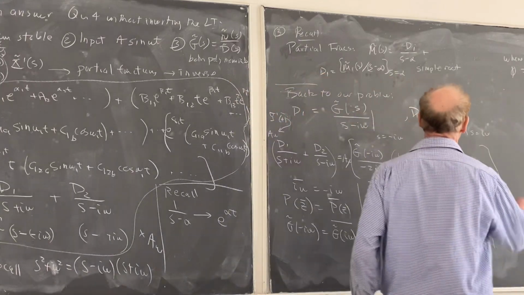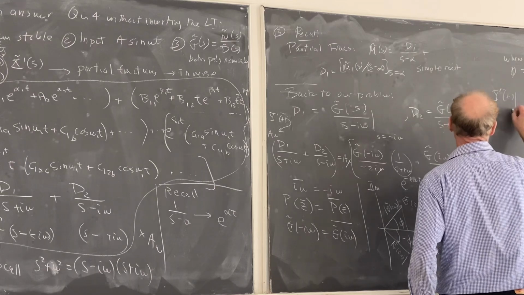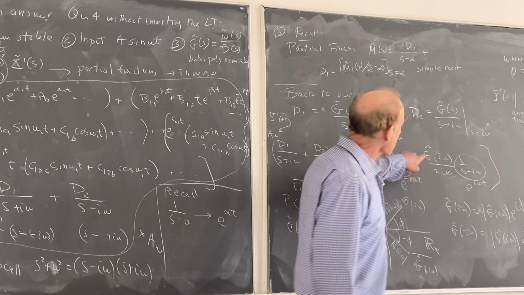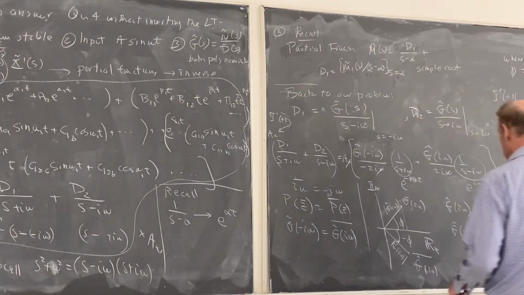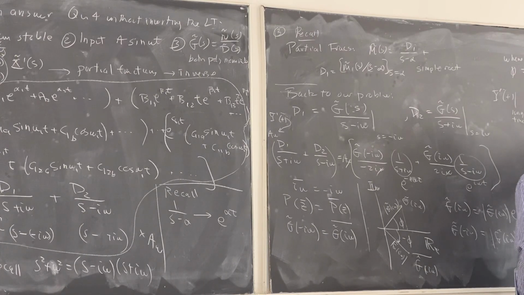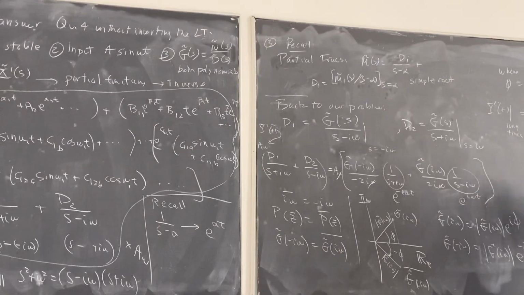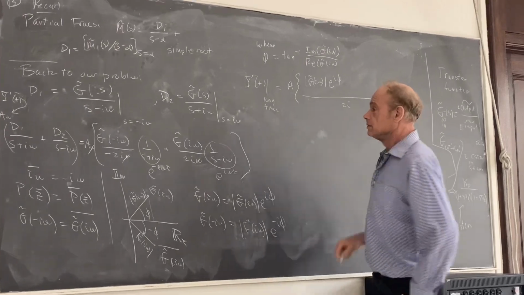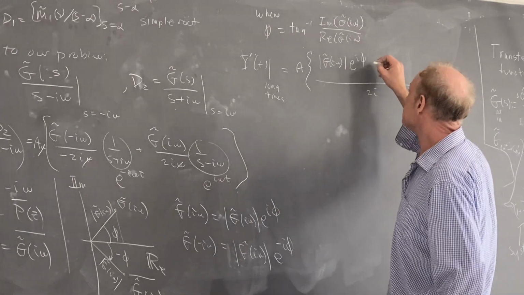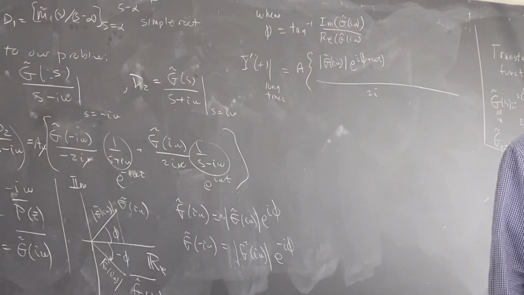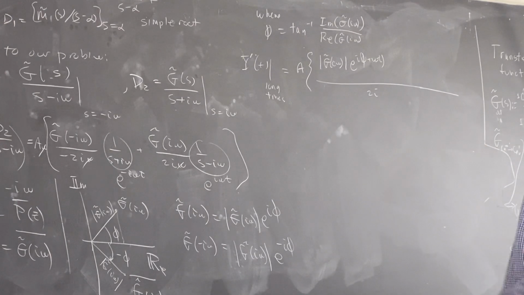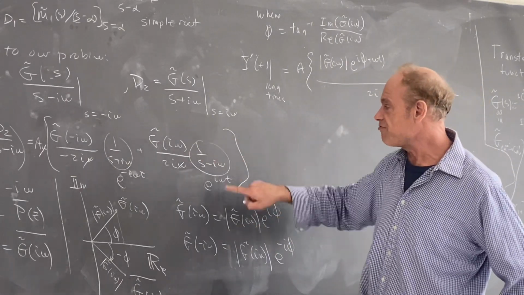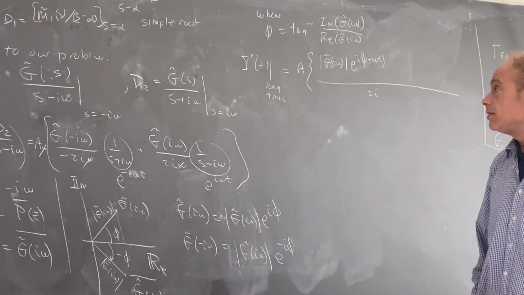So let's see where we're going. We have that y prime of t at long times is equal to, so I have the a that comes on the outside. And now I've got g tilde of i omega, which we said I'm going to write as the magnitude of g tilde of i omega times e to the i phi. That's divided by 2i, times e to the i omega t. When I multiply two exponents together, the things in the exponent add. Is that clear how I got that? e to the i phi times e to the i omega t is e to the i phi plus omega t. And the 1 over 2i comes along for the ride.